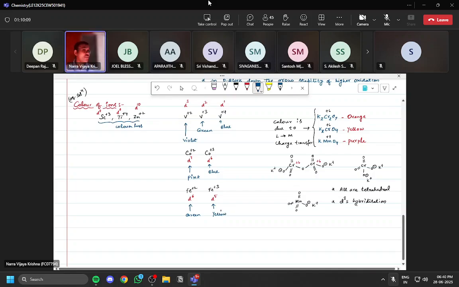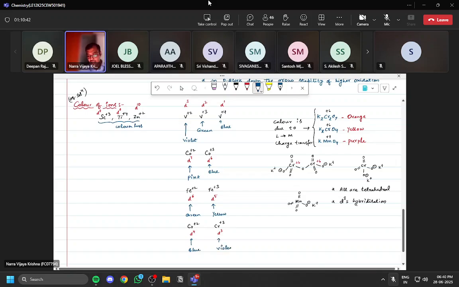Any other element showing variable oxidation states? Chromium. Chromium plus 2, chromium plus 3. Chromium is 4s1, 3d5. Plus 2 means D4. Correct or not? Plus 3 means D3. Color: plus 2 is blue, plus 3 is violet.